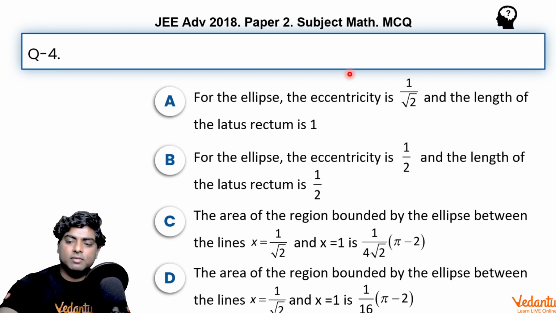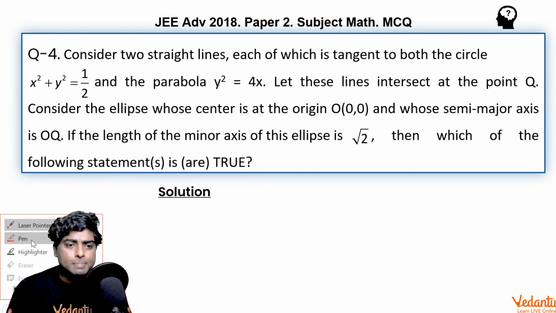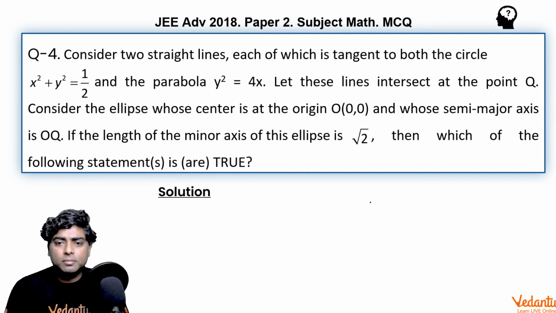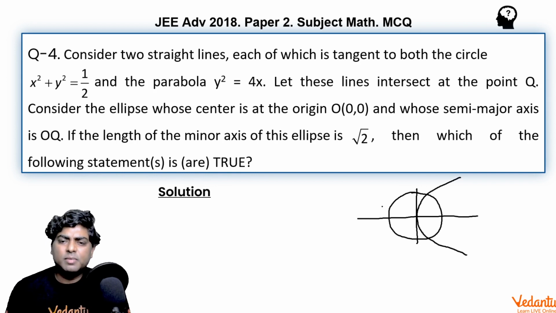Right, so let's see how we can solve it easily. First of all, we should plot these basic curves roughly. I'm going to plot the circle, the standard one, and the parabola. From the symmetry it is very clear that the tangents will meet on the x-axis. Now take any one of the common tangents of these two curves.